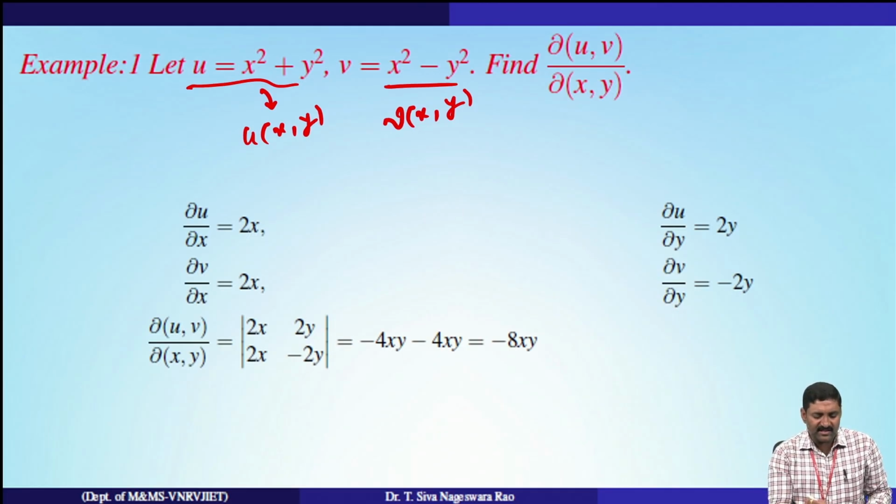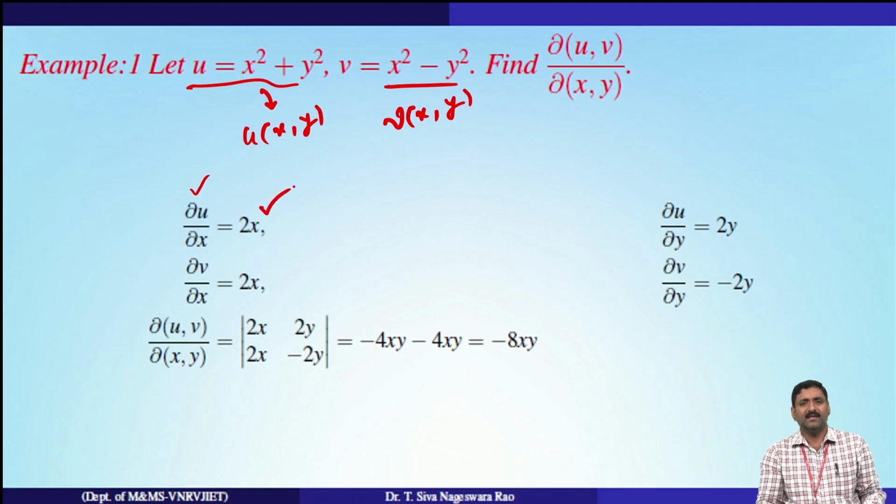So what is the partial derivative of u with respect to x? Denoted by dou u by dou x. On the right hand side we will apply the partial derivative with respect to x by treating y as constant. So the derivative of x square is 2x. Since we are applying partial derivative with respect to x, y is constant, its derivative becomes 0. Similarly, the partial derivative of u with respect to y is denoted by dou u by dou y. By treating x as constant, the derivative of x square becomes 0. Therefore, the derivative of y square is 2y.